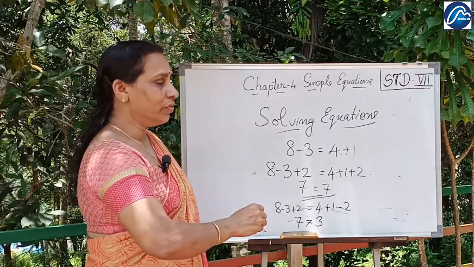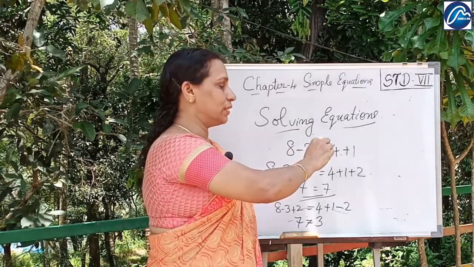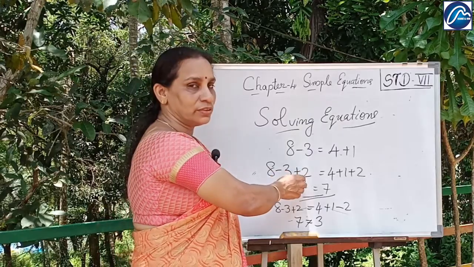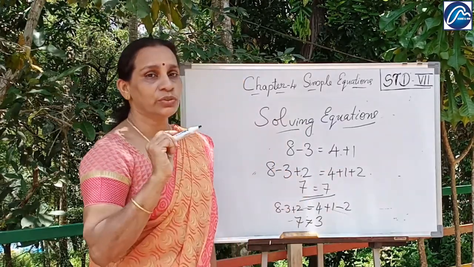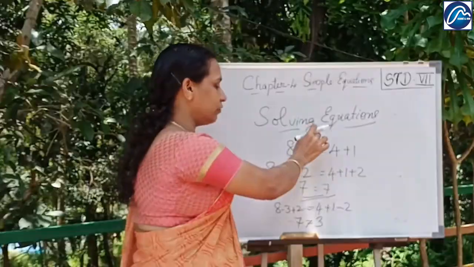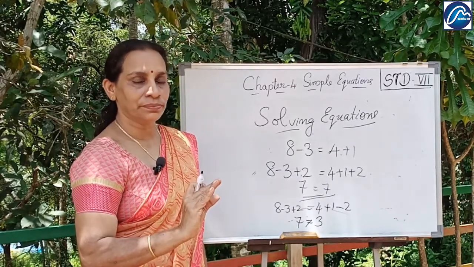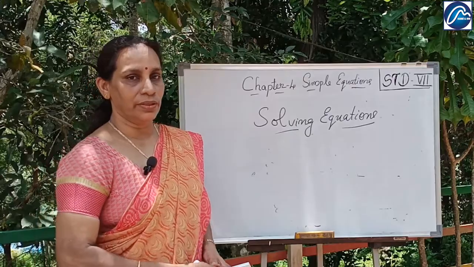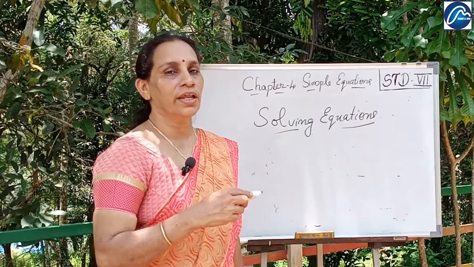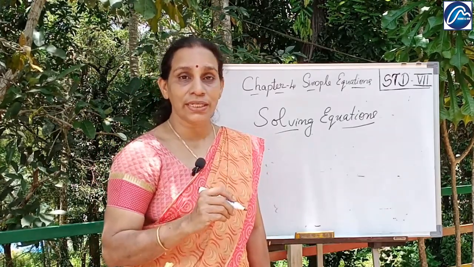That means whenever you are doing an operation on the left hand side, the same operation we have to do on the right hand side. Here we are adding 2, so we have to add 2 on the right side also. Then the equality will remain. Otherwise it will become unequal. Understood? In the same way, not only adding, but subtraction, division, anything you are doing on the left hand side and right hand side, you have to do the same operation with the same number on both sides.